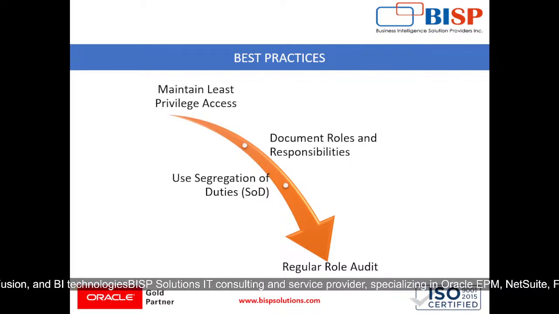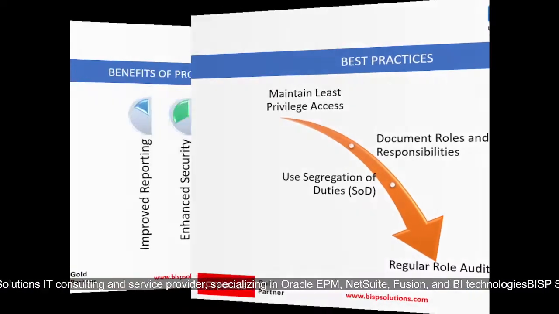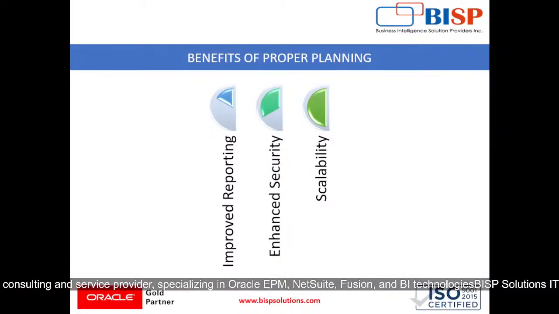Then comes our regular role audits, where roles and permissions are periodically reviewed to ensure security and compliance. Then comes the benefits of proper planning, where there is an improvement in reporting, as an accurate subsidiary hierarchy ensures consolidated and localized financial reporting. Then enhancing security, where role-based access minimizes the risk of unauthorized actions. Then comes scalability. So a well-designed hierarchy supports business growth and new subsidiary additions.